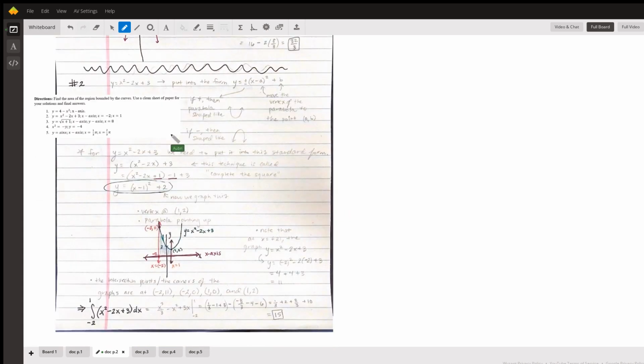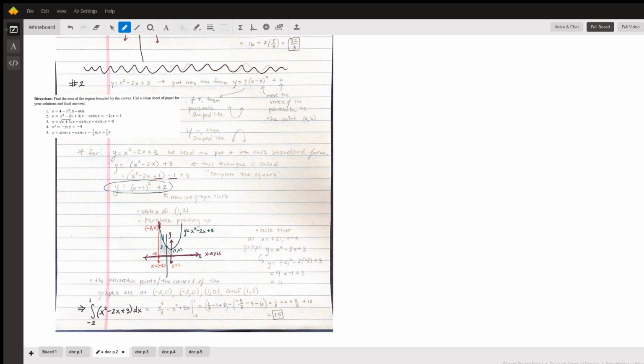So for the second question, this one is a little more difficult. So y equals x squared minus 2x plus 3 is going to be the first curve that we're going to pay attention to. In order to graph this without a graphing calculator, we need to put it into the form y equals plus or minus, and then (x minus a) squared, when a is some number like 1 or 5, and then plus b, again another number like 2 or 5.